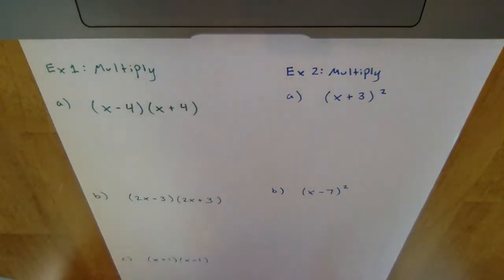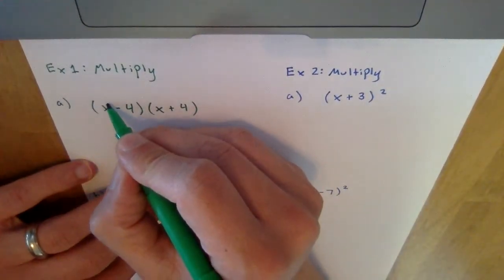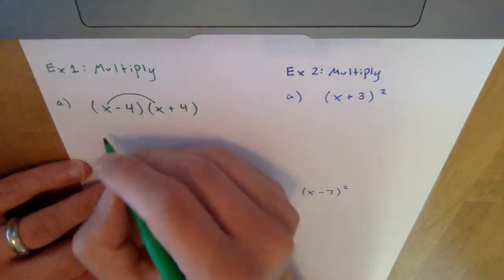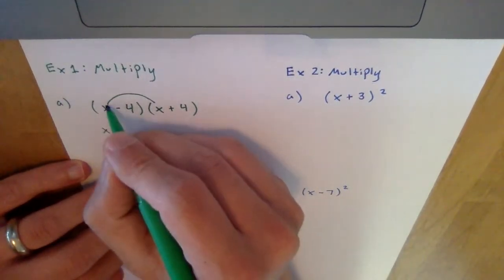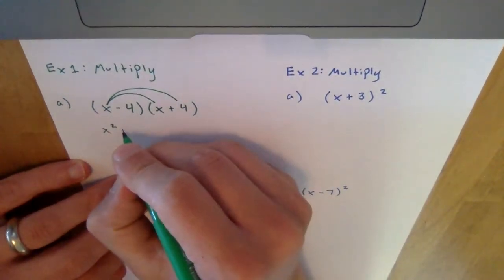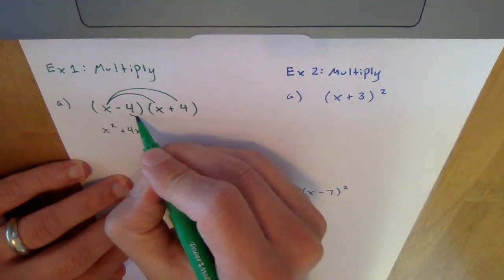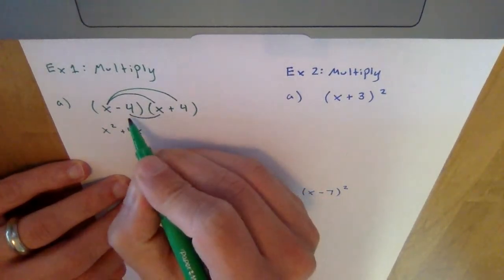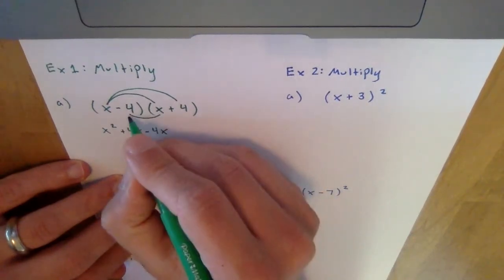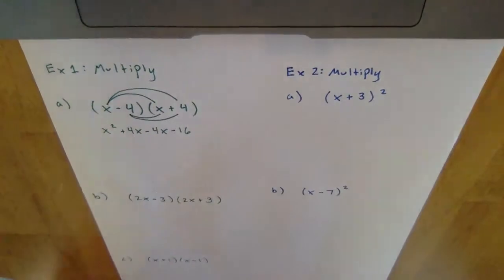I'm going to use the FOIL method to start, which was the one that's kind of like distribution. So I'm going to distribute the x into the set of parentheses. x times x is x squared, and x times 4 is 4x. And now I've got to distribute the -4 into the set of parentheses. So -4 times x is -4x, and -4 times 4 is -16.